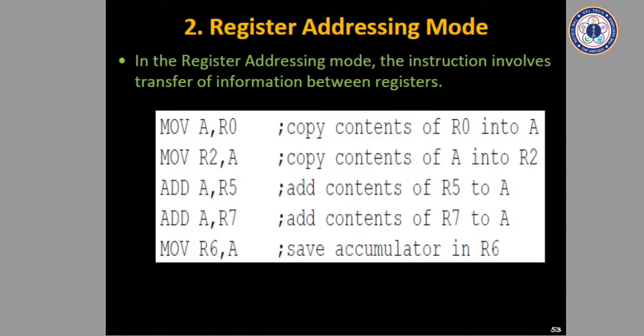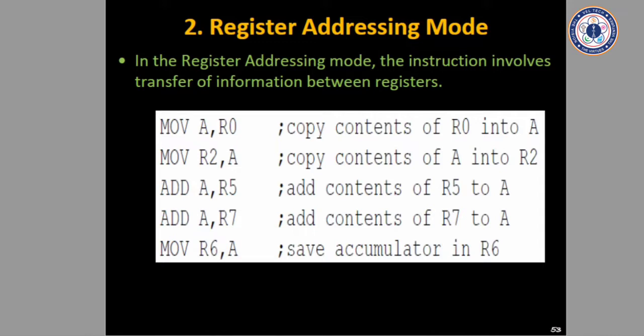The second category is register addressing mode. So what do you mean by register addressing mode? It means both the source and the destination operand are registers. Here R0 is the source operand and A is the destination operand. So the operation is between two registers, and it is called register addressing mode.